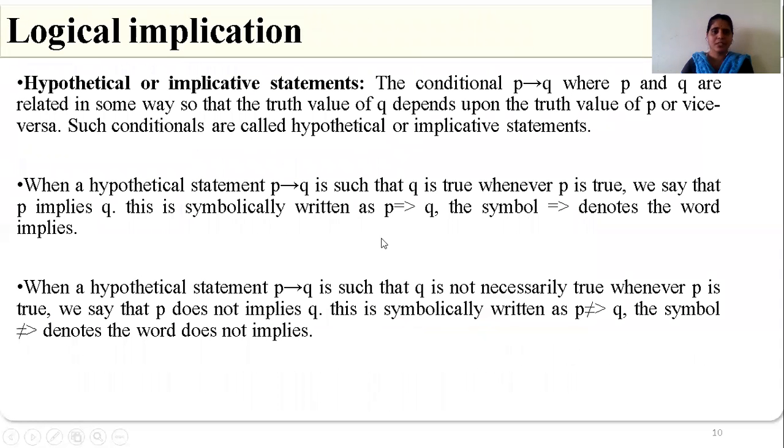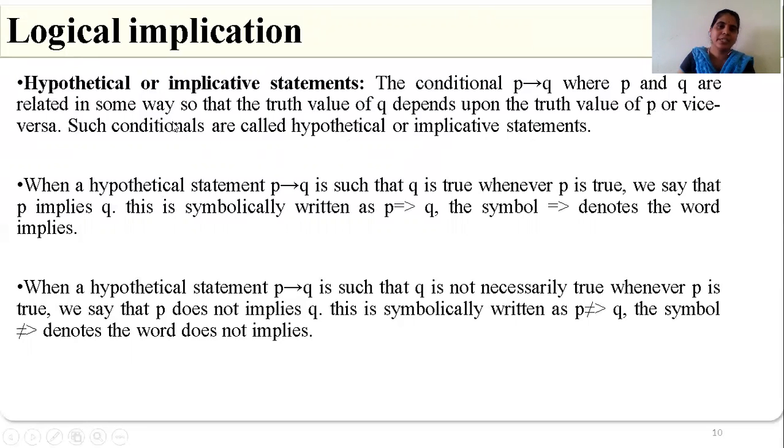Next, how can we prove this logical implication? We have the hypothetical or implicative statement. What do we mean by a hypothetical or implicative statement? If we have a conditional P implies Q, where P and Q are related in some way, so the truth value of Q depends on the truth value of P and vice versa, such conditionals are called hypothetical or implicative statements. If we have a condition like P and P implies Q, P and Q are in some way related.